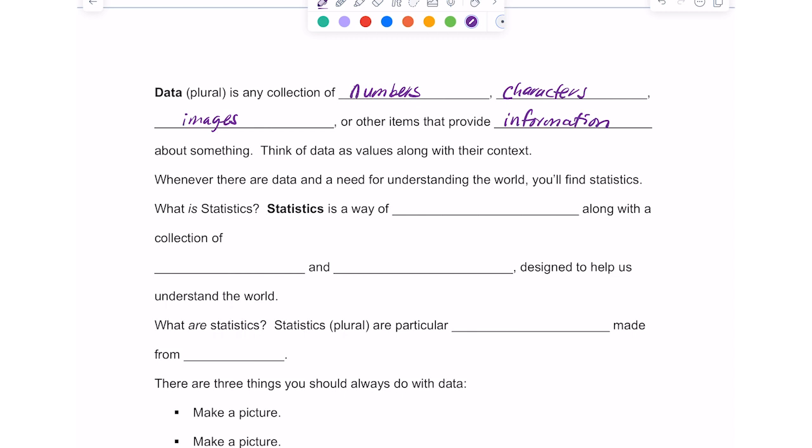Whenever there's data, we need to understand that data, and that's where statistics comes in, because there's lots of ways to look at data. If I want to know what is statistics, as opposed to what are statistics, statistics is the subject. It's a way of reasoning along with a collection of tools and methods designed to help us understand the world. When I say what are statistics, plural, that's actually the calculations that we're making from the data.